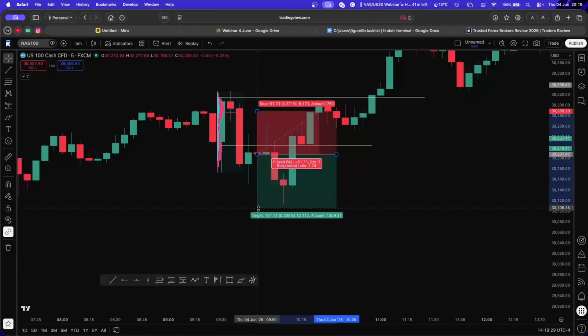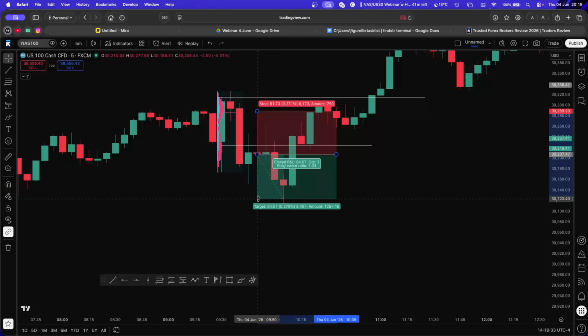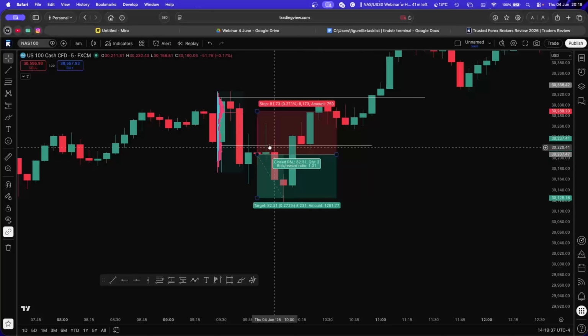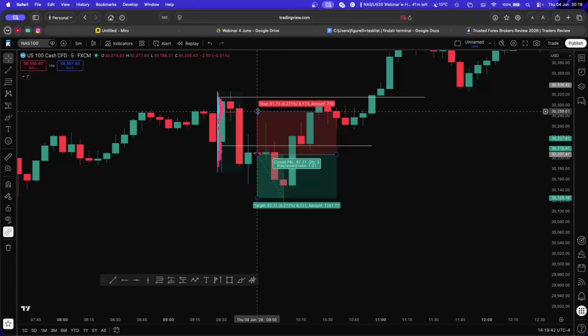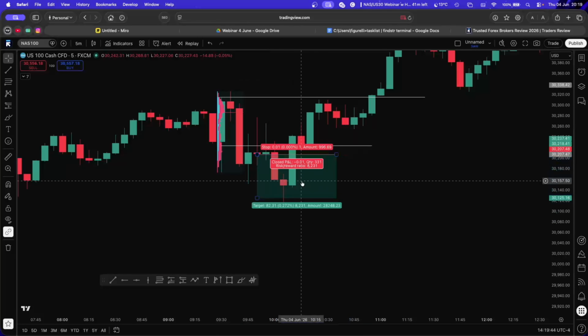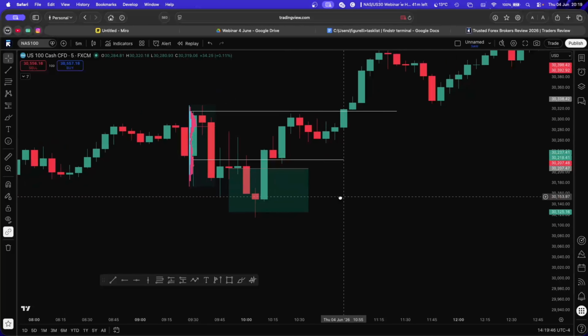And again, on this day, there's a 1 till 1. There we go. So we immediately went 1 till 1. So we took partials, we put our stops to break even, and then we got stopped out.